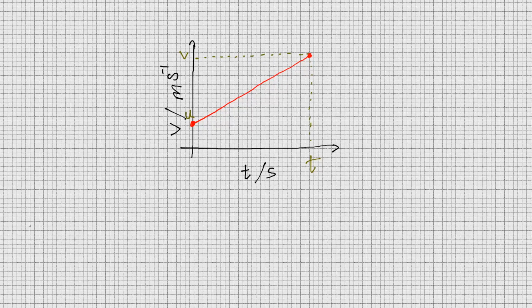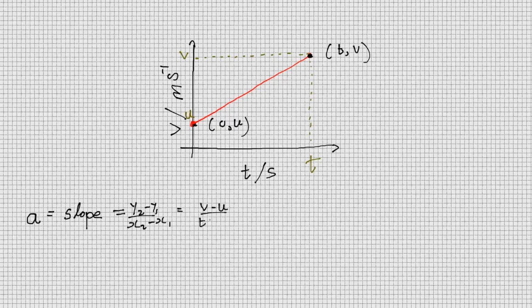So for these graphs, the acceleration is equal to the slope, also called the gradient, which in this case, if we were to think of this as a coordinate geometry problem, that's the point (t, v), and then this is the point (0, u). So the slope is y2 minus y1 over x2 minus x1, which is v minus u over t minus 0, which is just v minus u over t.